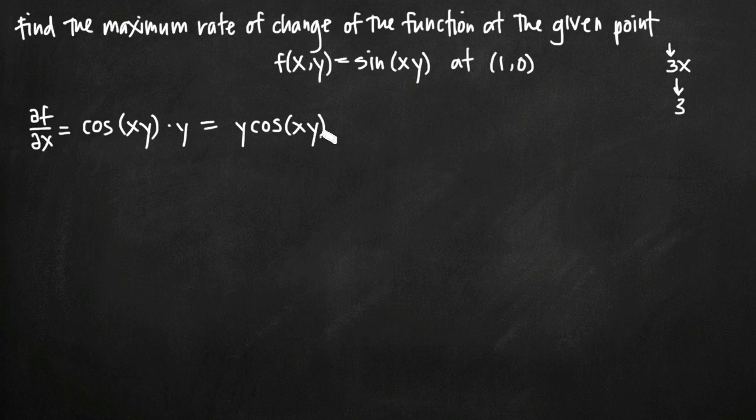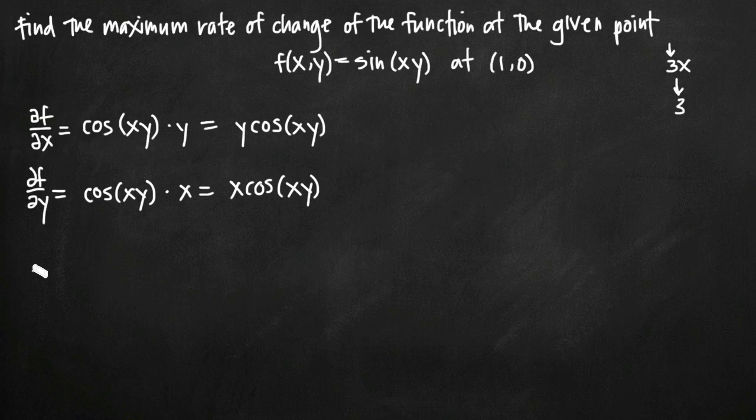Now we're going to do the same thing to find the partial derivative of f with respect to y. We'll take the derivative of the outside function first, leaving the inside function completely untouched. So again, we'll get cosine of xy. But then we have to multiply by the derivative of our inside function. In this case, we have the opposite situation where we treat y as the variable and x is the constant. So we multiply by x, and we're just left with x times cosine of the quantity x times y. Now the partial derivatives are effectively giving us our gradient vector.